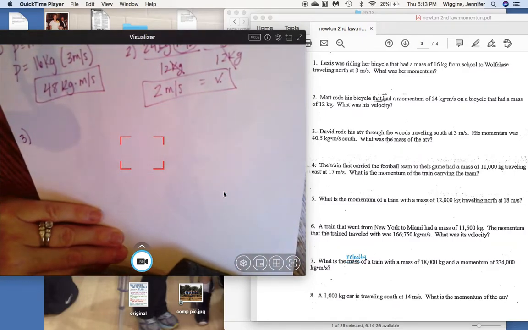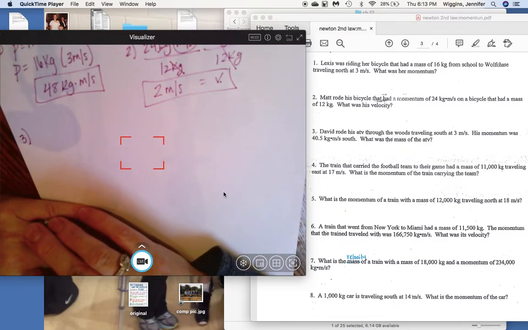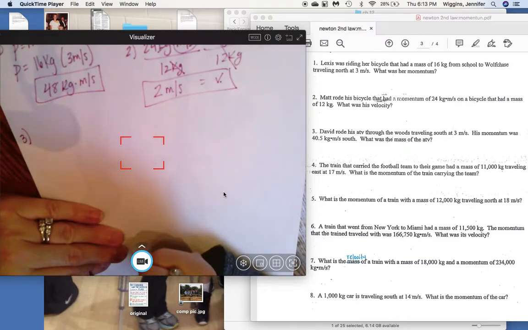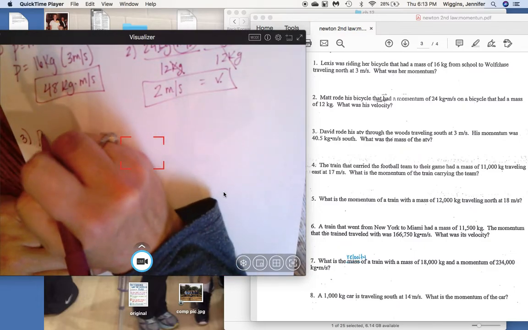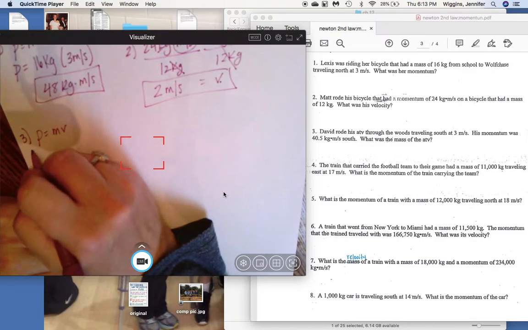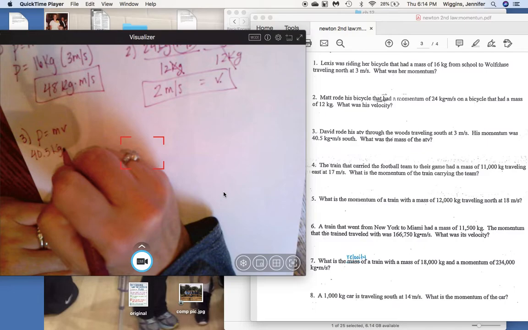All right, number 3. David rode his ATV through the woods traveling south at 3 meters per second. They're giving you directions on a lot of these, because it's a vector. So he's traveling 3 meters per second. His momentum was 40.5 kilograms times meters per second south. What was the mass of the ATV? All right, so his momentum was 40.5 kilograms times meters per second.